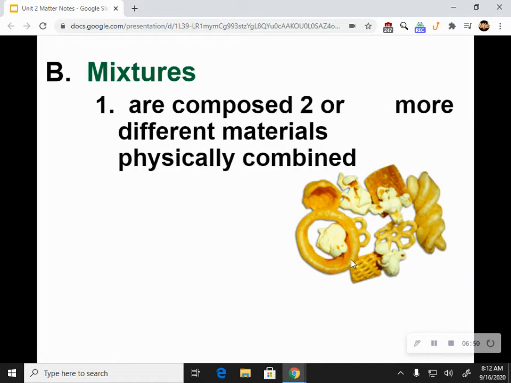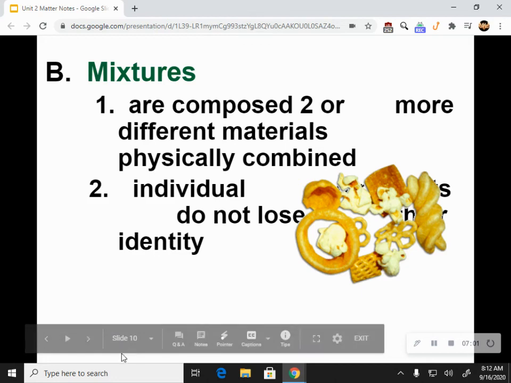So mixtures. Mixtures are composed of two or more different materials combined. Like trail mix, it's called a mix. It is a mixture. It is easy to see.